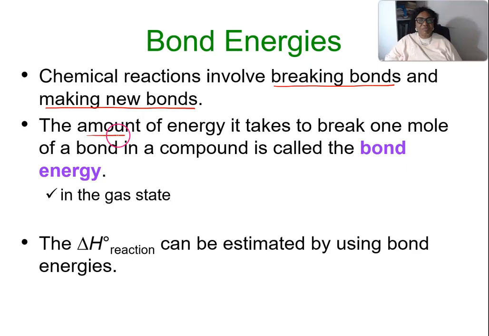The amount of energy it takes to break 1 mole of a bond in a compound is called bond energy, in the gaseous state. So the delta H of reaction can be estimated by using bond energies. We can use bond energies to estimate the enthalpy of reaction.